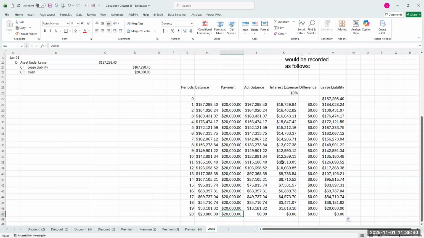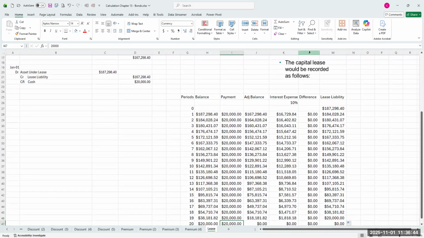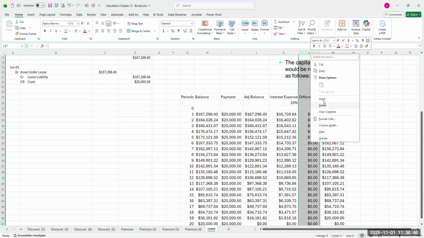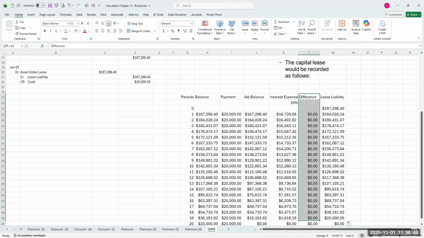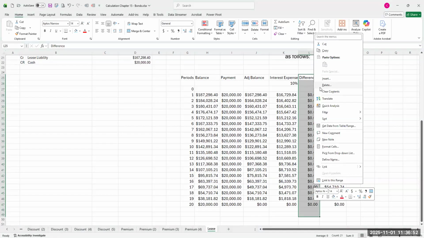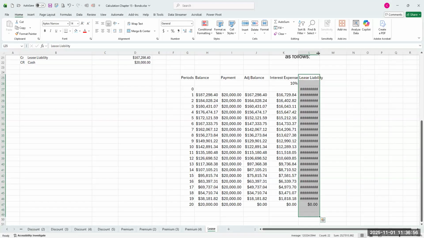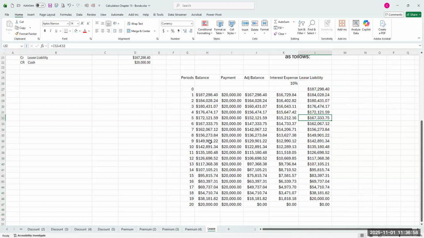Now, if you have to recreate this schedule, don't make the mistake that I made. I don't need this column. I can delete this column completely. Let's get rid of this. And now it becomes something that you can use later on in your journey in accounting for the lease liability, calculating the lease liability by knowing that the end of the period has to be 0.